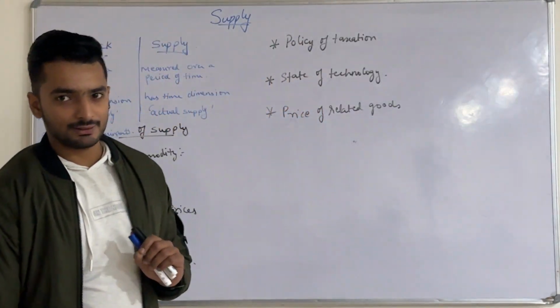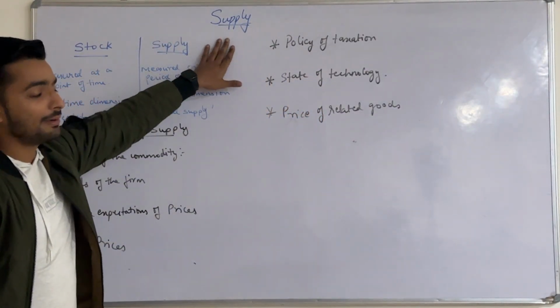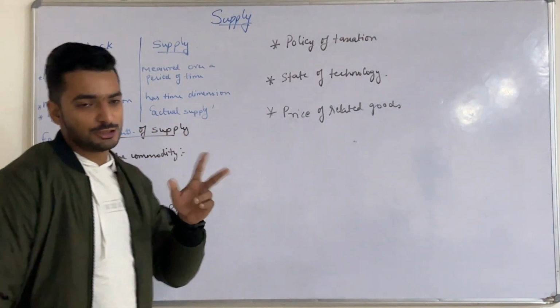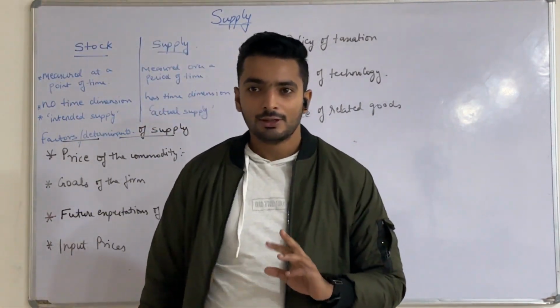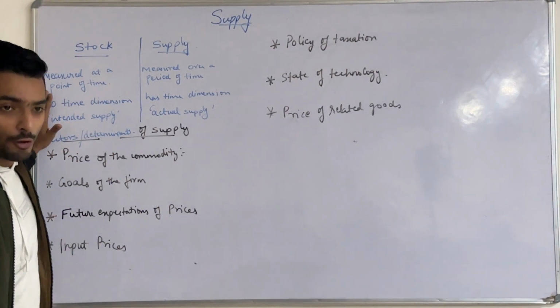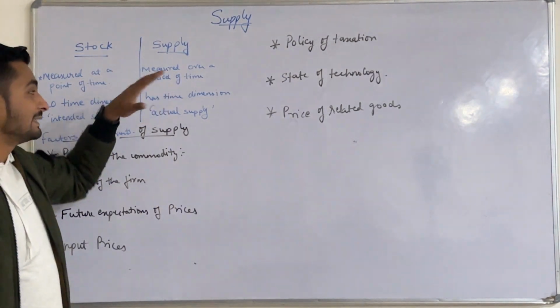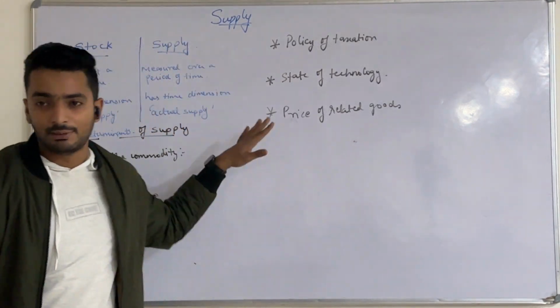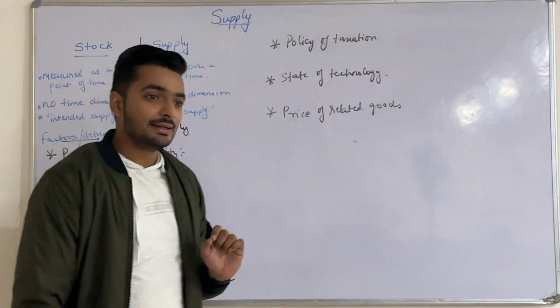is your supply. Okay? Now in supply, first we have to study about stock and supply. Difference between stock and supply. Now stock is a concept which is measured at a point of time, and supply is a concept which is measured over a period of time, which has a time dimension. Supply has a time dimension, stock does not have any time dimension.